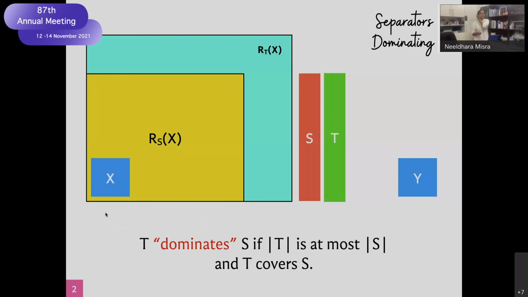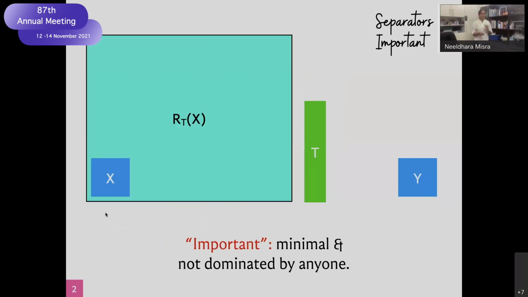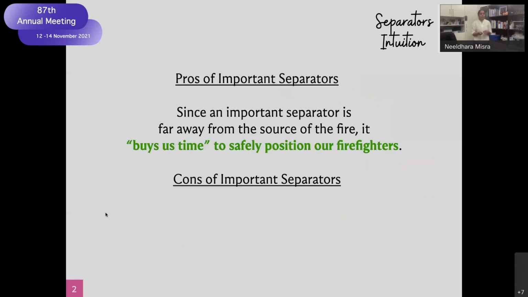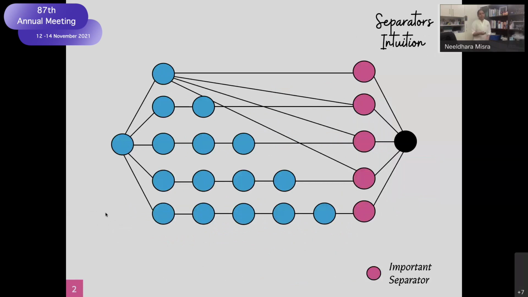So again, in the interest of time, I'll skip some of these separator variants, and maybe I will just walk you through this little example here. Imagine that the fire starts at the leftmost vertex, and the vertex you're trying to protect is the rightmost one, that's the black one. There are many separators here, many ways of separating the leftmost vertex from the rightmost one. And suppose I try to protect the black vertex on the right by placing firefighters on the pink vertices that were lined up closest to the black vertex.